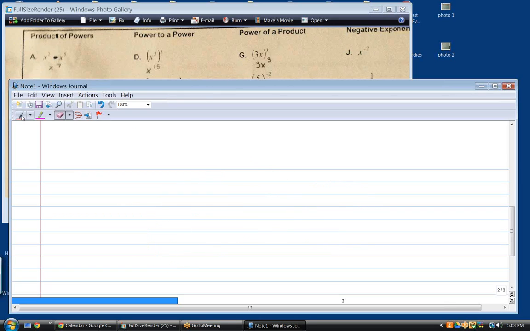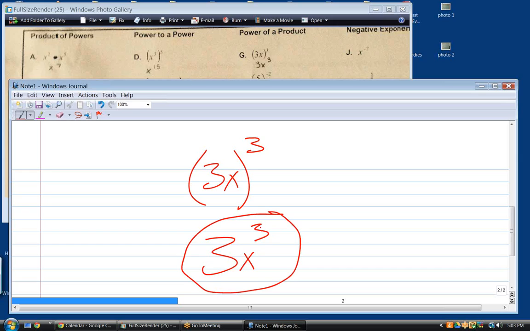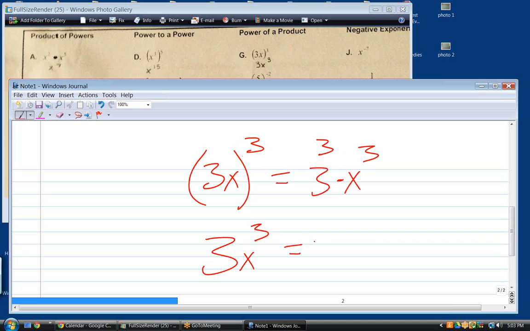Now, the parentheses make all the difference in the world here. There is a difference between these two expressions. In the bottom expression, the cube only applies to the x. It does not apply to the 3. In the top expression, the cube applies to the 3, so we have to cube 3 also. In other words, this one is equal to 3 cubed times x cubed, whereas this one is equal to 3 times x cubed.